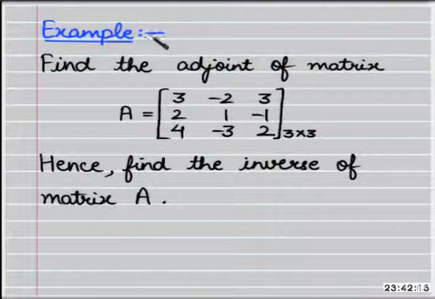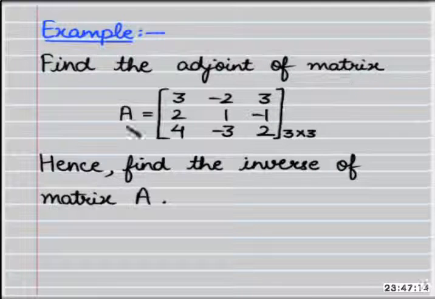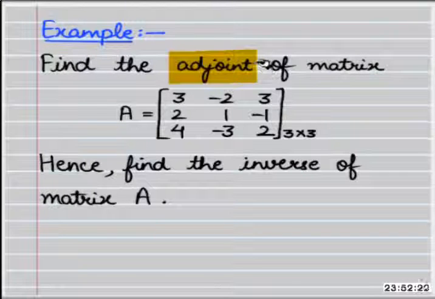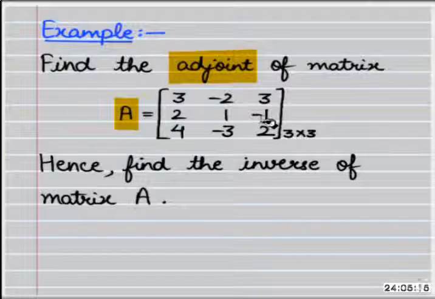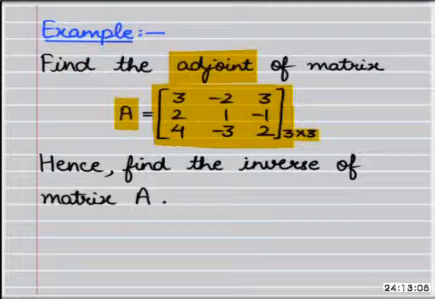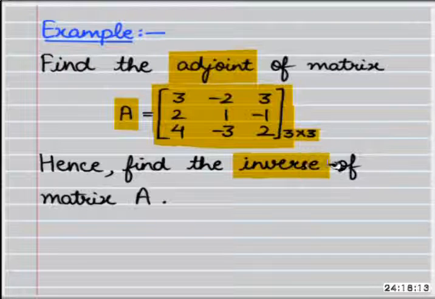Let us see an example. Find the adjoint of a matrix A, which is a 3 by 3 order square matrix whose first row elements are 3, minus 2, 3. Second row elements are 2, 1, minus 1, and third row elements are 4, minus 3, 2. Hence, find the inverse of matrix A.